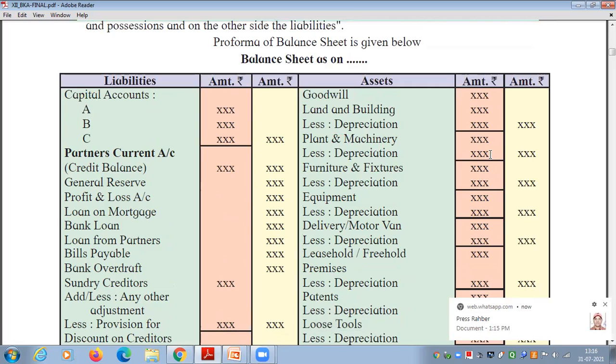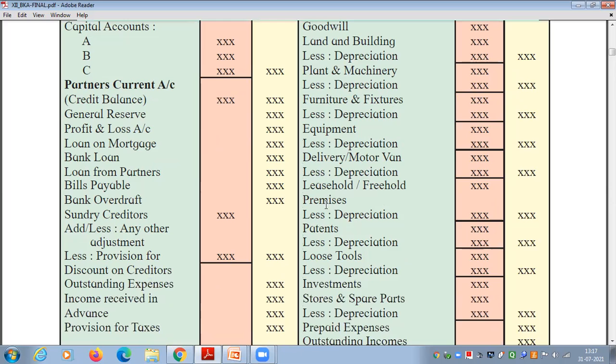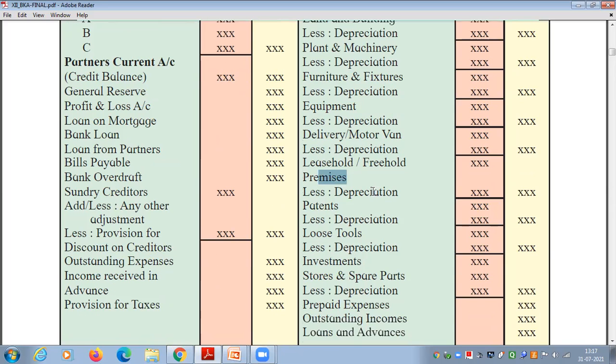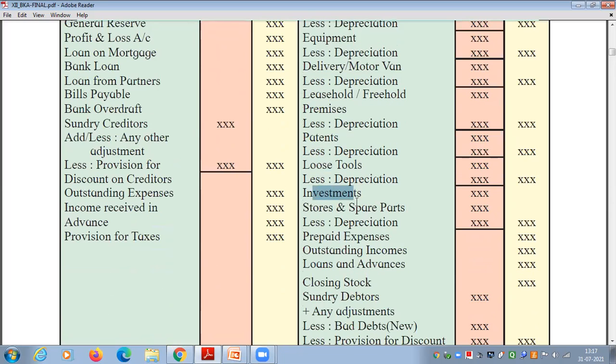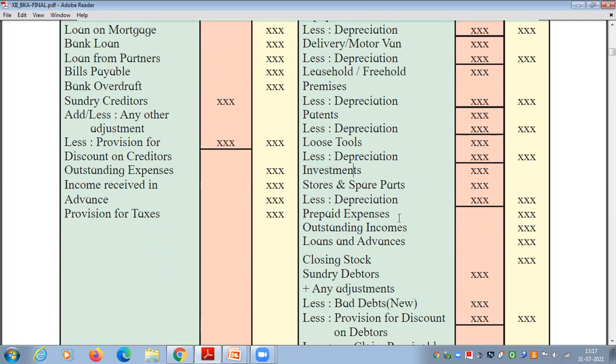On the asset side, we have fixed assets like land and building, plant and machinery, furniture and fixture, equipments, and if adjustment says that there is some depreciation during the year on the land and building, plant and machinery, then we have to calculate it and deduct it in the form of depreciation. The goodwill, all the assets, premises, leasehold premises, freehold premises, loose tools, investments, whatever we have invested in other companies or other firms, will appear on the balance sheet asset side.